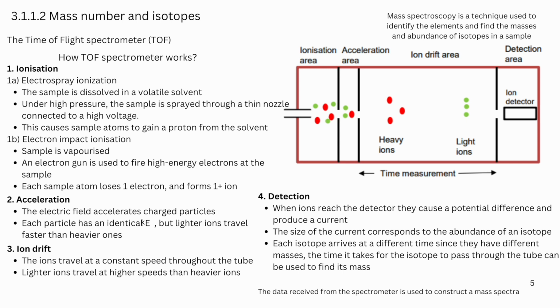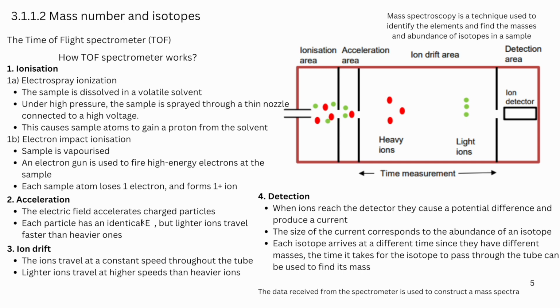Second stage is acceleration. The electric field is used to accelerate charged particles towards itself. The important thing is that each particle has an identical kinetic energy, but lighter ions travel faster than heavier ones. Third stage is ion drift. Pretty much nothing happens there. Ions travel at constant speed throughout the tube, and from the previous stage we know that lighter ions travel at higher speeds than heavier ones.